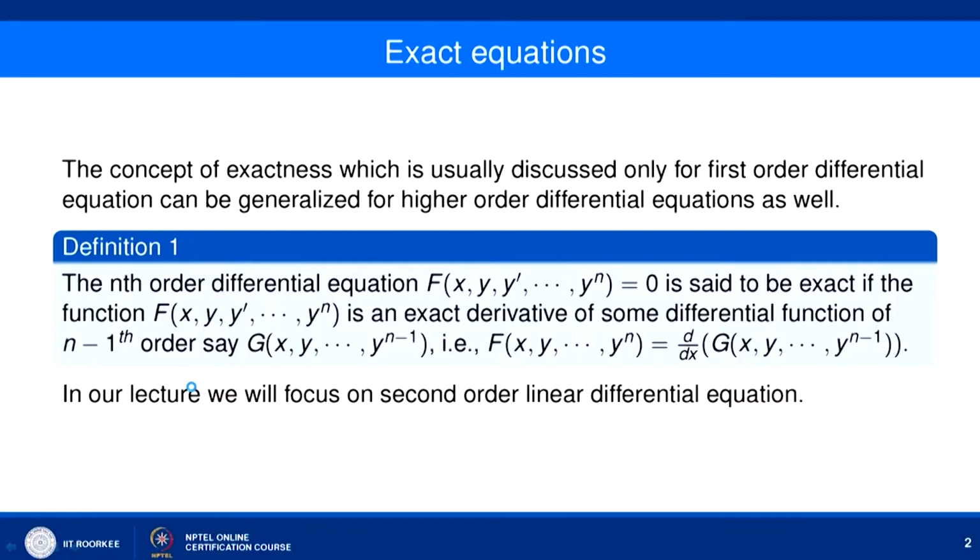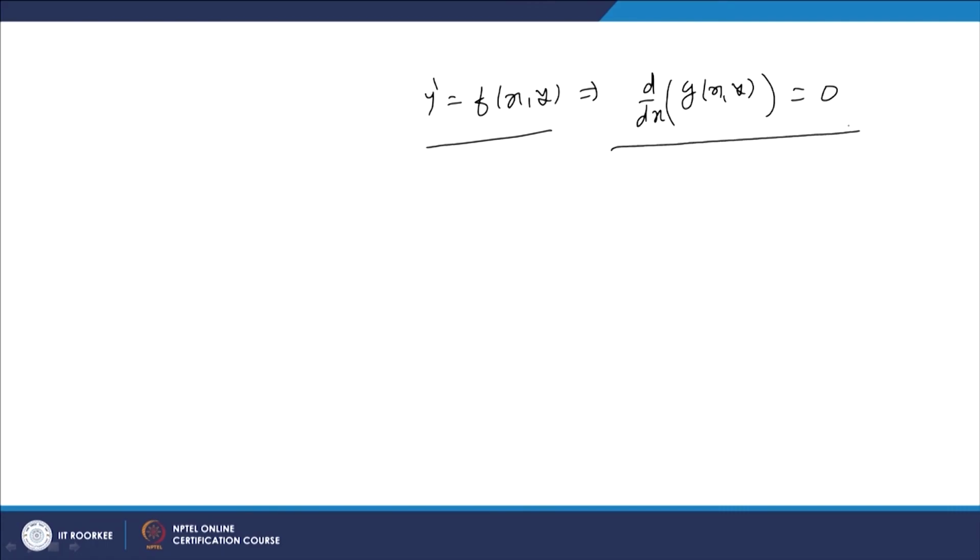So, exact equation is basically what we have already seen: the exactness condition for a first order differential equation. When you talk about a first order differential equation, say y dash equal to f of x, y, or when this kind of equation is written as d by dx of some g of x, y, then we say that this equation, now written in this form, is known to be exact. Now, let us extend this concept for second order and higher order linear differential equations.